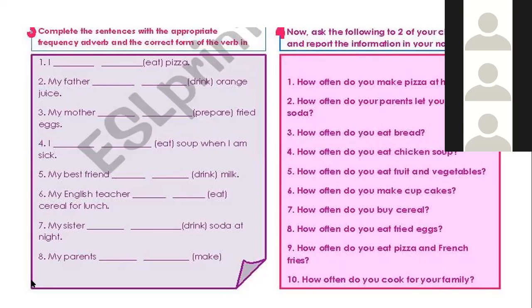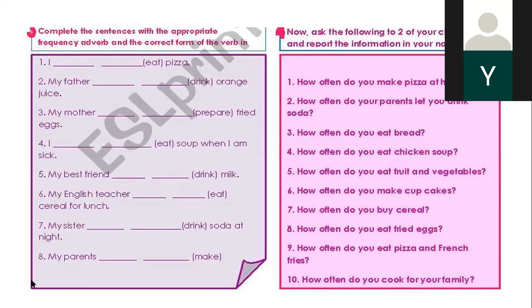Okay, now you ask, Monica. Number five. How often do you eat fruit and vegetables, teacher? ¿Cómo se dice? Fruit and vegetables. Thank you. Okay. How often do you eat vegetables? I hardly ever eat fruit and vegetables. Okay. Thank you very much.